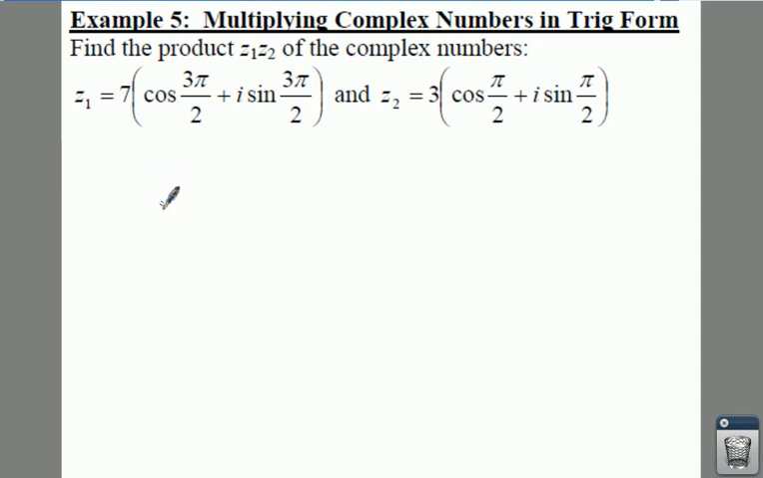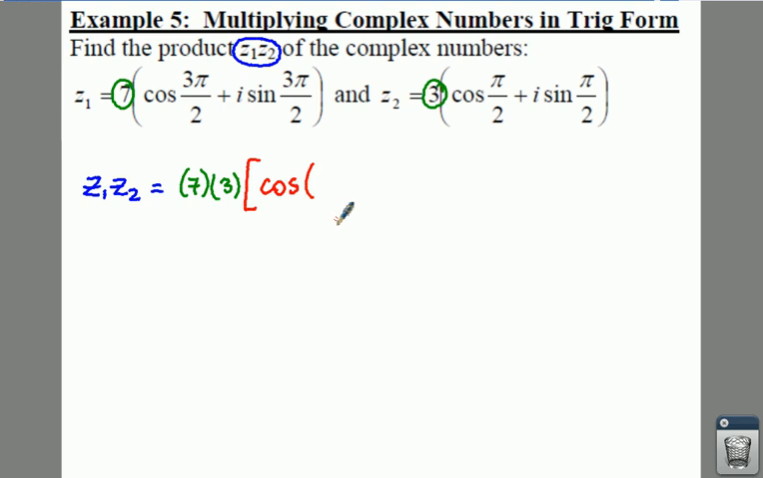So here for example 5, if we want to find the product of z sub 1 times z sub 2, then what we're going to do is take z sub 1 times z sub 2, and multiply together your two r values. So we're going to take 7 times 3, and we're going to put them together. And then inside your parentheses, you're going to have a cosine of theta sub 1 plus theta sub 2. So we're going to take 3 pi over 2 plus pi over 2.